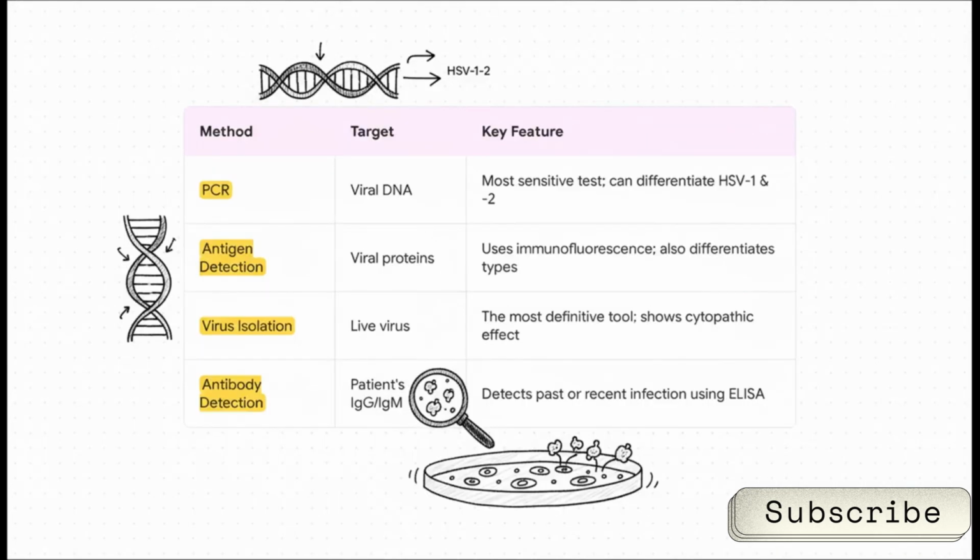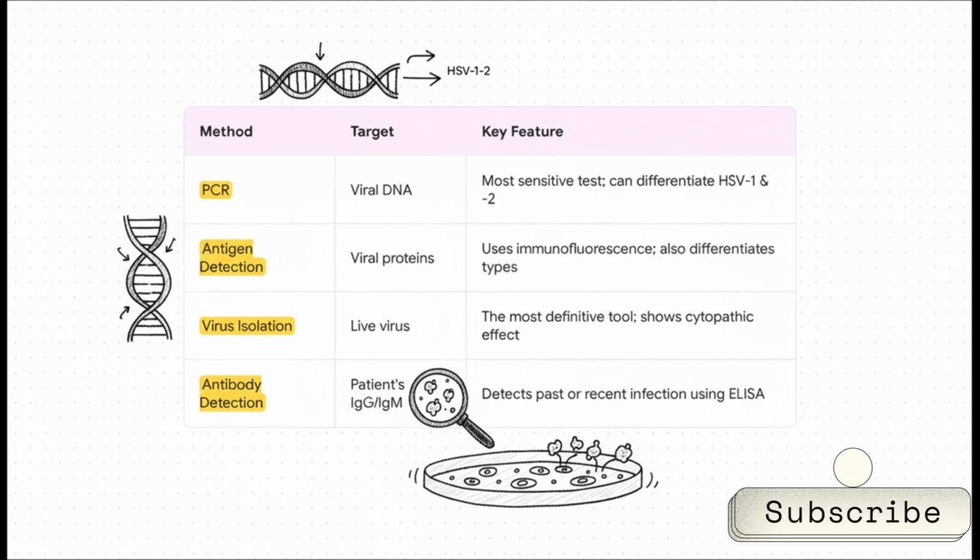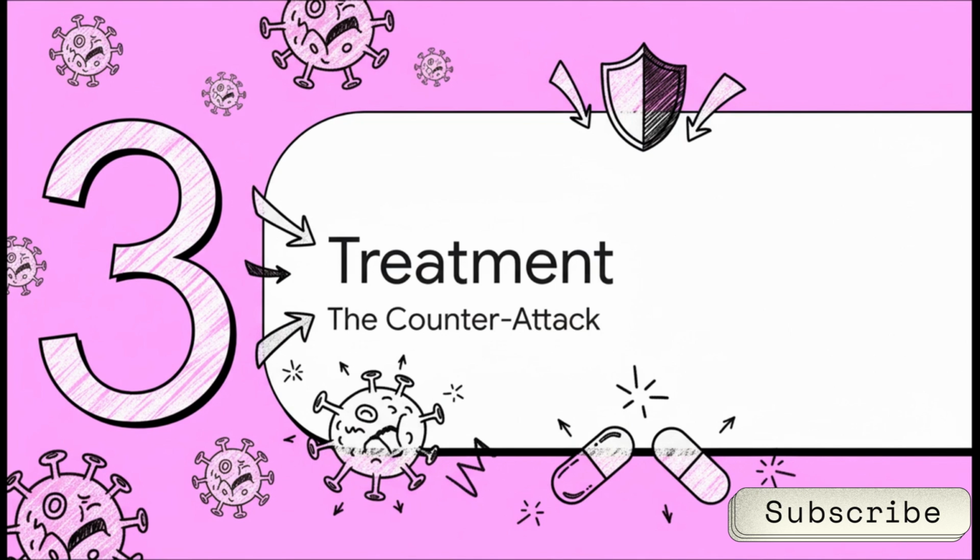Now, besides the smear, we have a whole modern toolkit. PCR is our most sensitive test. It can find tiny amounts of viral DNA and can even tell HSV-1 and 2 apart. But the real gold standard, the most definitive test we have, is virus isolation. This is where we actually grow the live virus in the lab and watch it damage cells. It's the ultimate proof. So we've identified the enemy, we've confirmed it's there. Now it's time to launch the counterattack.